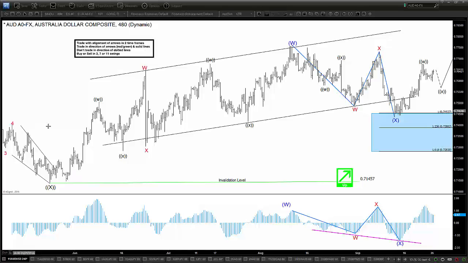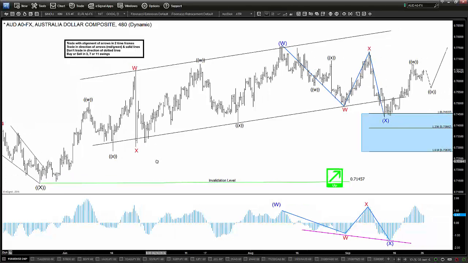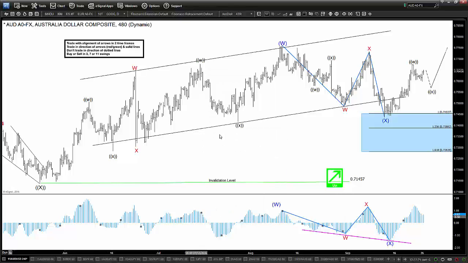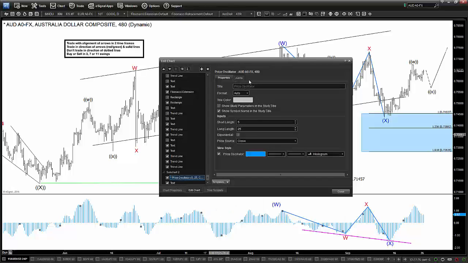The momentum indicator we'll be using today is just a price oscillator. This is a basic price oscillator. It comes in all different versions, including double oscillators and all different sorts of fancy ones that you can get into. But for today's purposes and for general practice, just a simple price oscillator can be used. So in this case, I'm using, again, just a simple price oscillator.